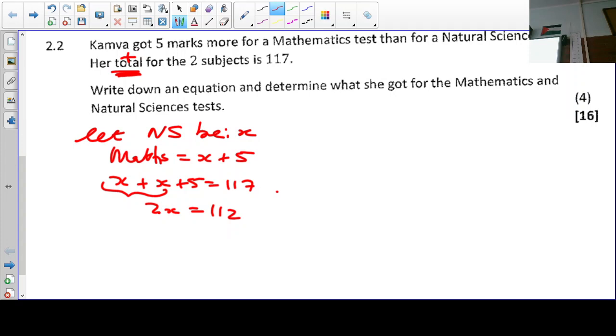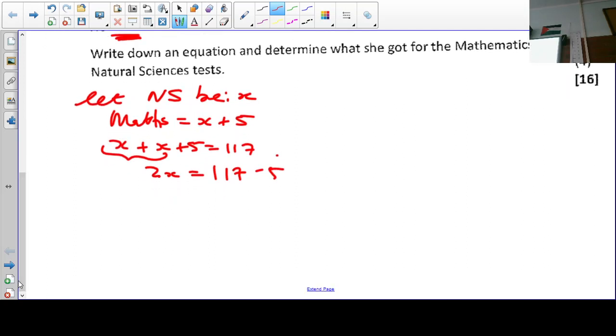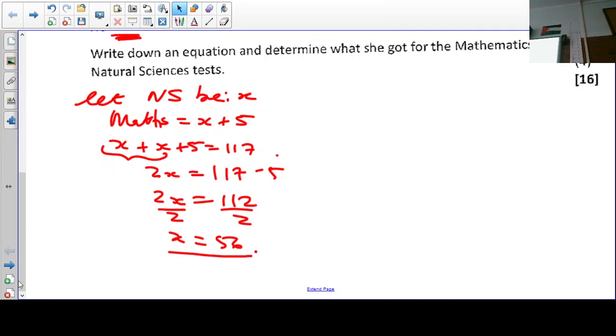117 minus 5 is what? 112 here. You want me to write it down rather? Yeah. 115 minus 7. Gabby is getting me to write it down. Okay. Wasn't it you? Whoever it was. Right. Now what? Divide by 2. So x is 56. But what is the question? Natural science test. So NS is 56. Okay, you guys understand?